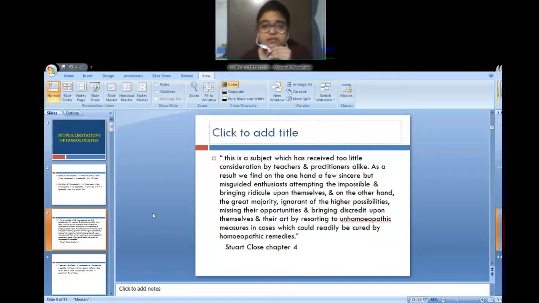And on the other hand, the great majority, ignorant of the higher possibilities, meaning the higher scope homeopathy poses, miss their opportunities and bring discredit upon themselves and their art by resorting to unhomeopathic measures in those cases which could readily be cured by homeopathic remedies. So that's why it is very important for us to know the scope and the limitations of homeopathy, so that we don't fall into either of those groups. That's the importance of scope and limitations of homeopathy.